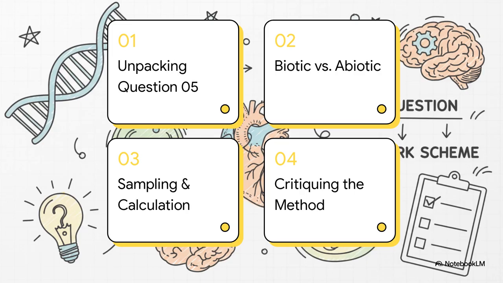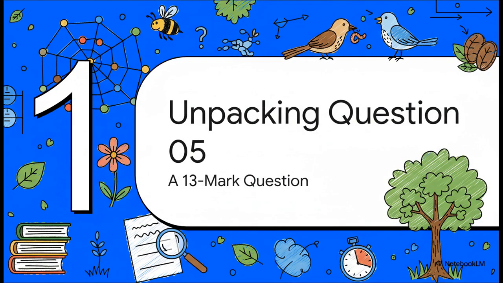Here's our roadmap for today. First, we'll unpack the question itself. Then, we'll tackle the difference between biotic and abiotic factors. After that, it's all about sampling and calculations, and we'll finish up by looking at how you critique the method. We are going to dissect this 13-mark question completely. So, first up, let's introduce the challenge.